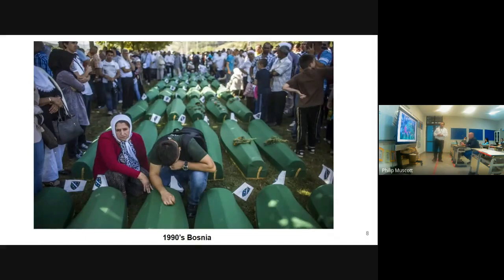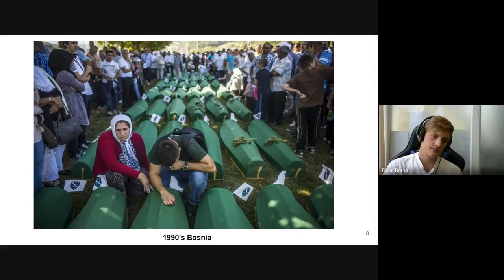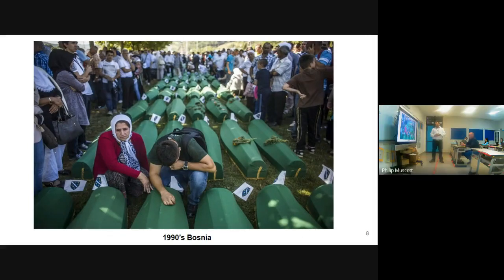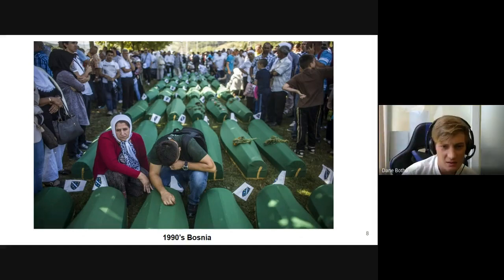Okay, let's go back online. Dane again. Yes, sir. Where and when? Bosnia, 90s. Okay, can you describe briefly what you can see? We're seeing mass coffins. They look small as well. They look like they could possibly be child coffins.